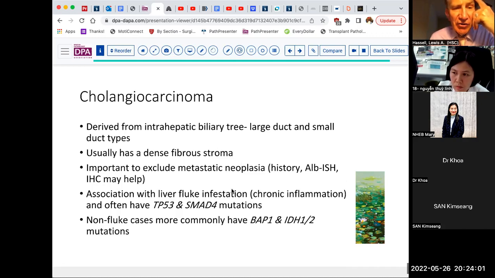Now, over in Asia, we know that there are a number of areas where liver flukes are still a problem, and those can develop a chronic inflammatory condition within the bile ducts that then leads to further mutations that can lead to cholangiocarcinoma. So TP53 and SMAD4 are typically associated with liver fluke infestation, whereas non-liver fluke related cases have either IDH1 or 2 or BAP1 mutation as the instigating final pathway.